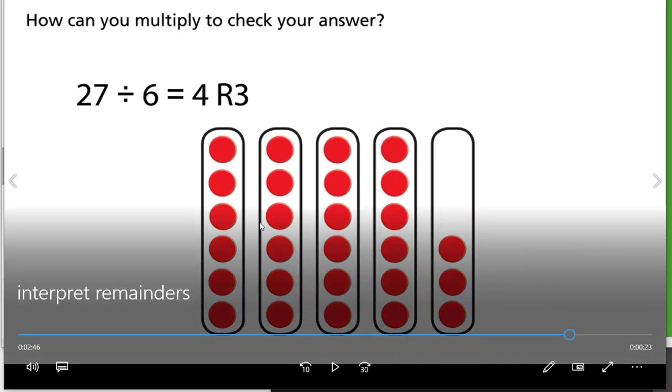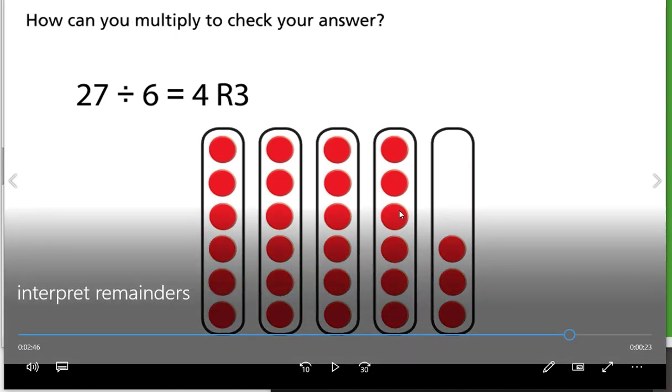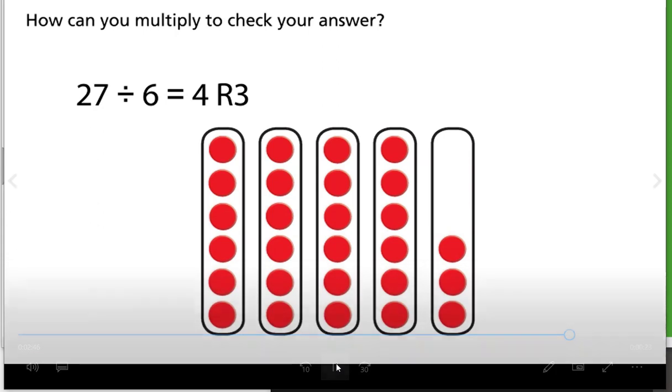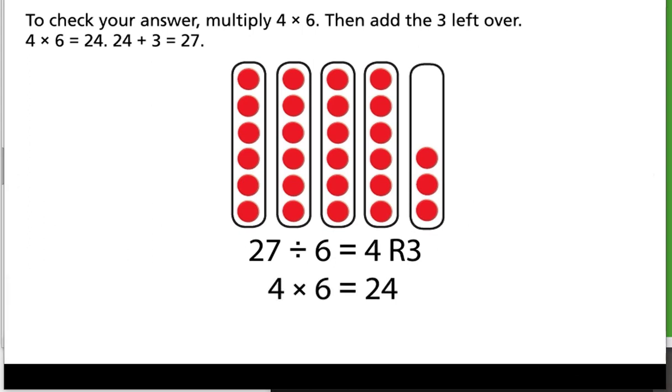Okay, my heroes, as you can see in the picture here, we have 4 groups of 6s. So 4 times 6 is 24. And we have extra 3. So add the 3. Thank you, my hero. To check your answer, multiply 4 times 6. Then add the 3 left over. 4 times 6 equals 24. 24 plus 3 equals 27.